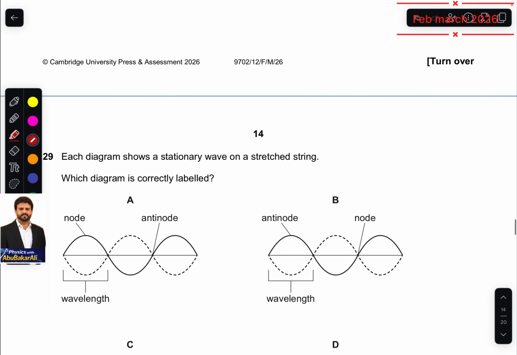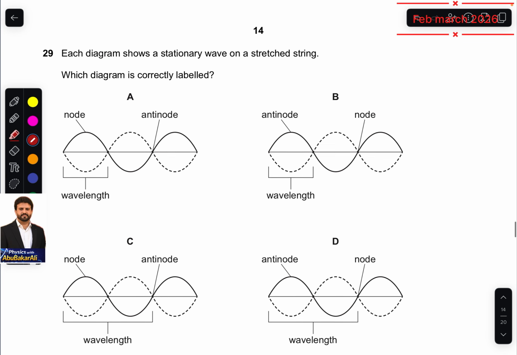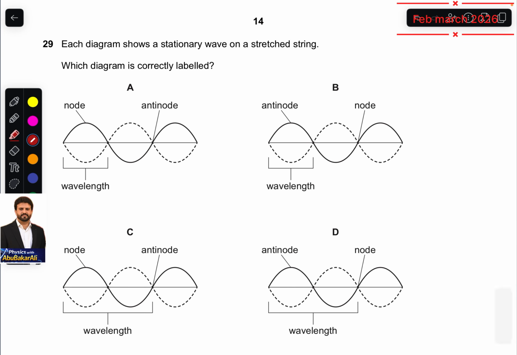Moving forward, question 29. Each diagram shows a stationary wave. Which diagram is correctly labeled? These are not the nodes, so this is not the option. This is antinode, this is node, but this is not the wavelength, so this is not the option. This is not a node. This is antinode, this is node, and this is the wavelength. So option D is correct.